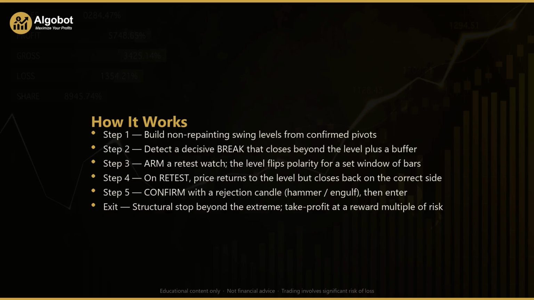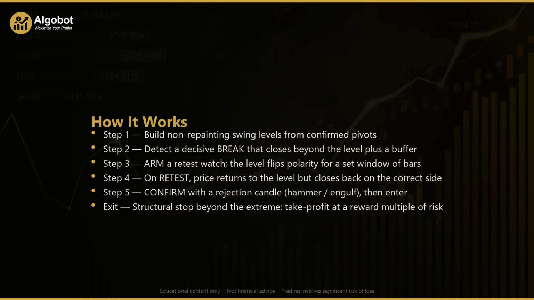But a touch alone isn't enough. The strategy demands confirmation. That same bar must be a bullish rejection candle, meaning a bullish body that is either a hammer with a long lower wick or a bullish engulf of the prior bar. Only then does the EA buy the continuation.